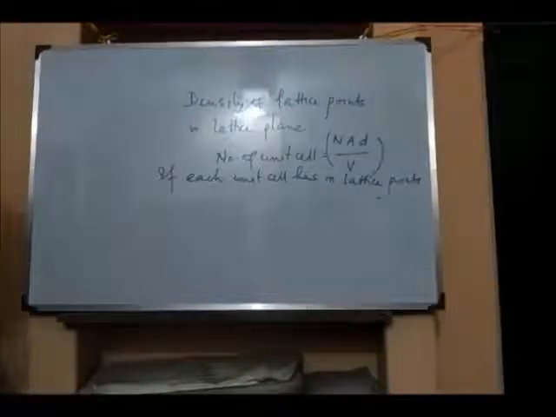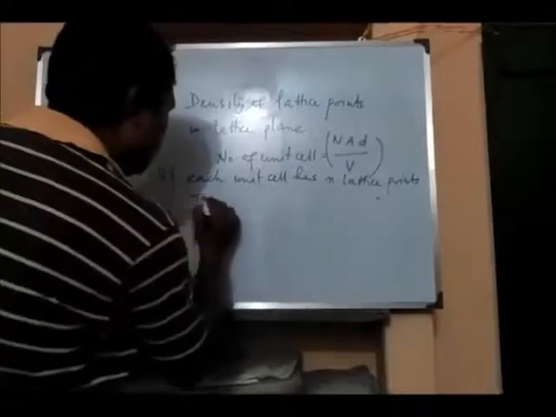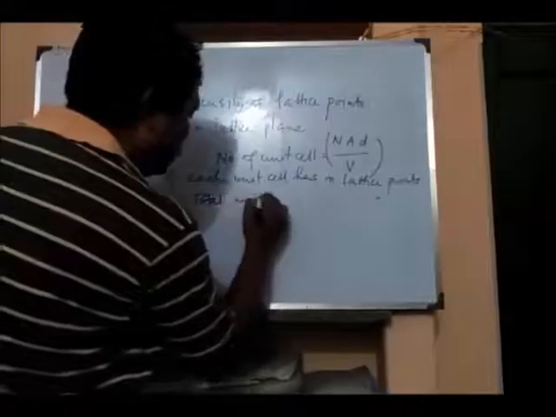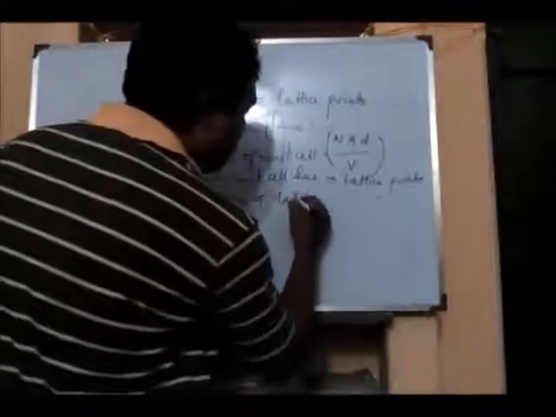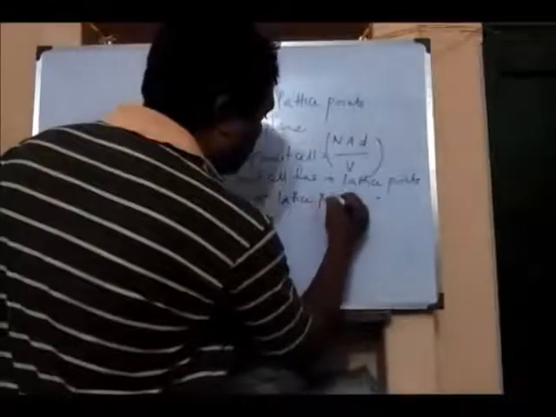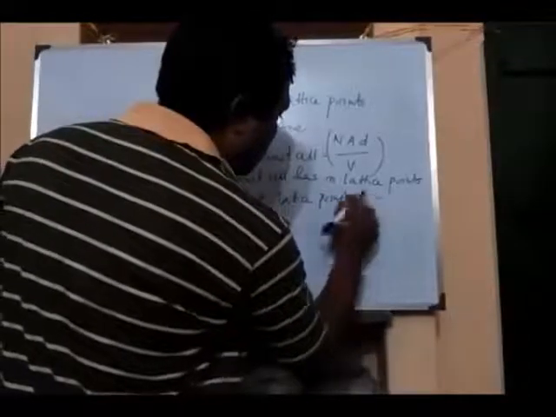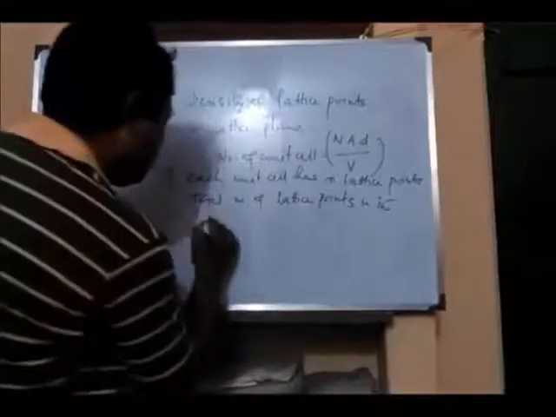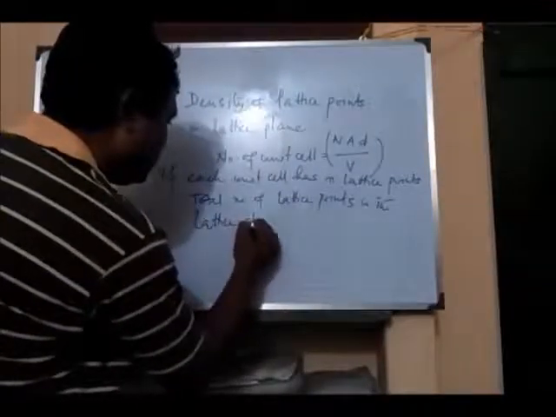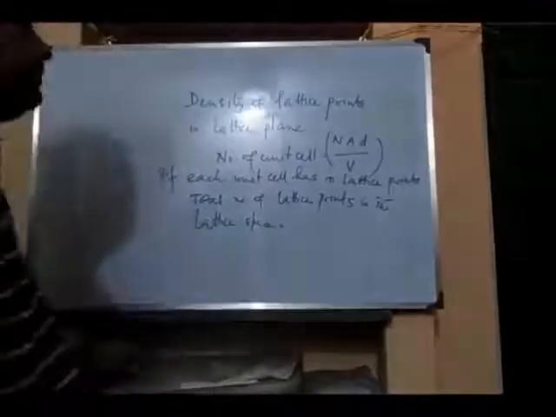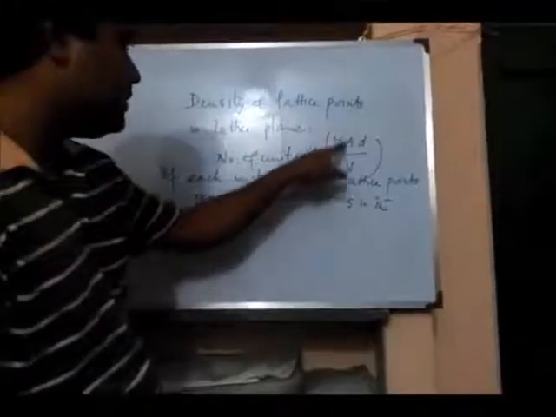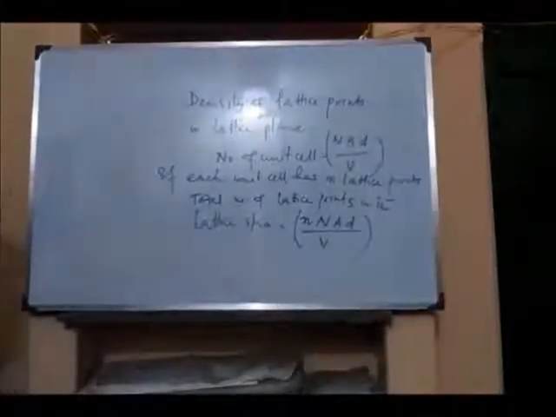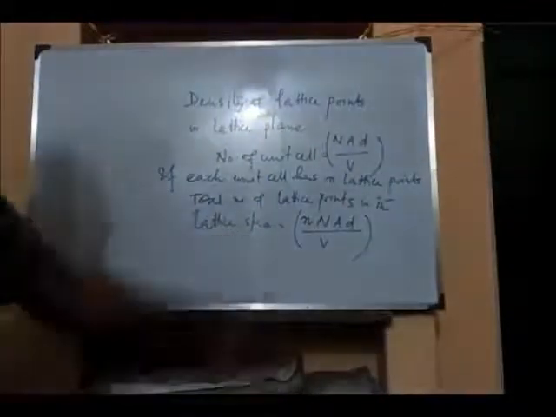Then I can say that the total number of lattice points in the lattice space is just small n times the total number of unit cells. So n, capital N, AD divided by V. These are the total number of lattice points in the lattice space.